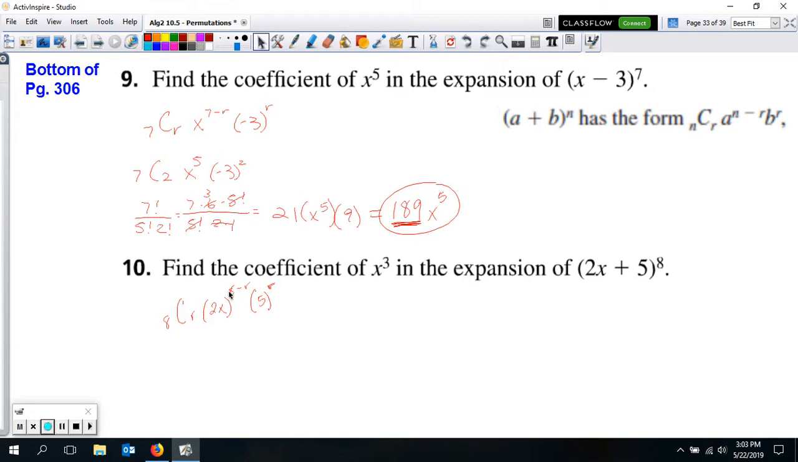So again, this power on the x has to be 3. So 8 minus what is going to be 3? Well, it's got to be 5. That means R has to be 5 in this one. So it's 8 choosing 5. And so now we're going to see 2x to the 3rd power there. We're going to see 5 to the 5th power there. And so now we got to do this 8 choosing 5 part here.